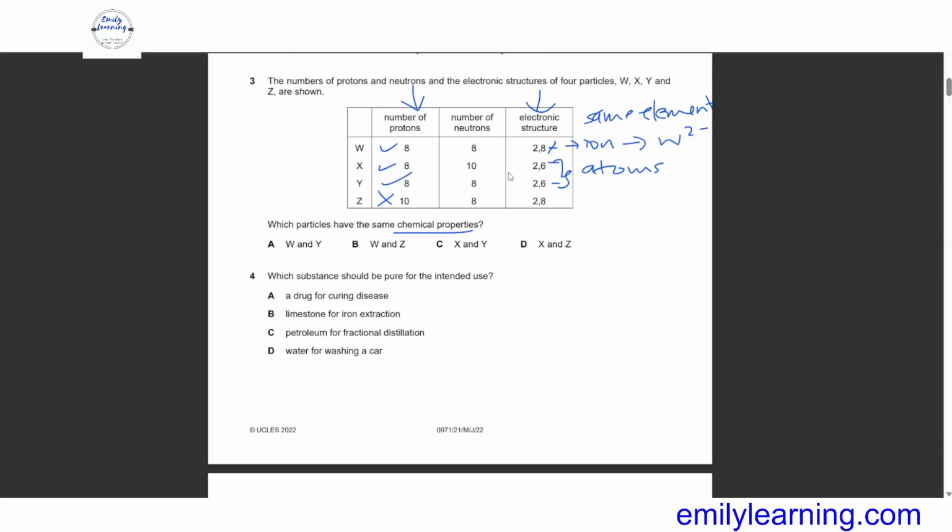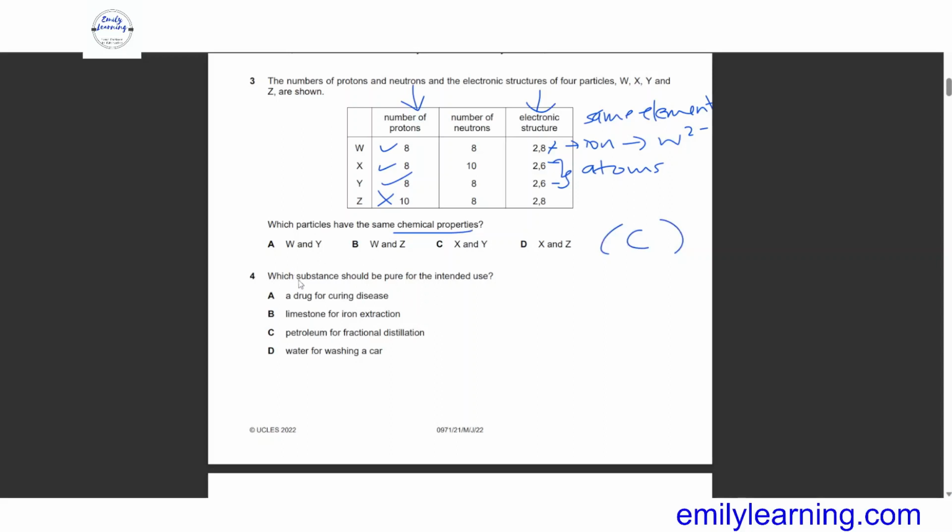Okay, so in other words, they have not lost or gained any electrons, they exist as atoms. So in other words, because X and Y exist as atoms, while W exists as an ion, the atoms and the ions will have different properties. So therefore, those with the same properties will be X and Y. So the answer option is C.